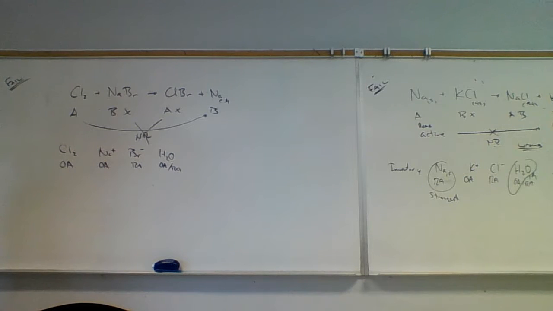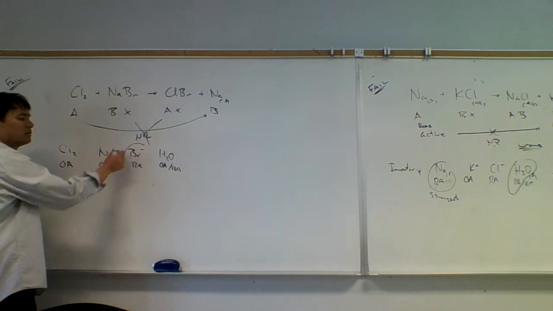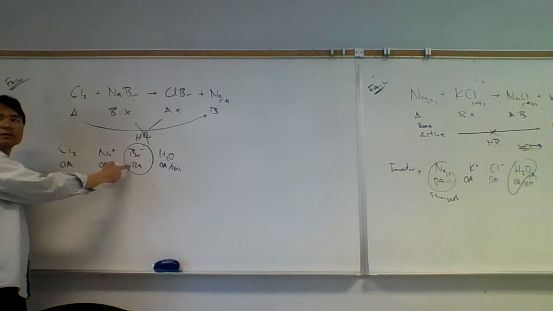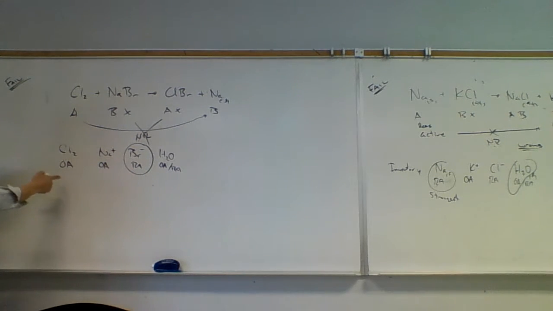And so what is the best reducer present? Here, it's not chlorine. The best reducer present is, here's bromide. Where's water? Here's water. So bromide versus water, which one's better? Bromide. So bromide, single replacement predicted that to be a spectator, but it turns out that's the best reducer present.